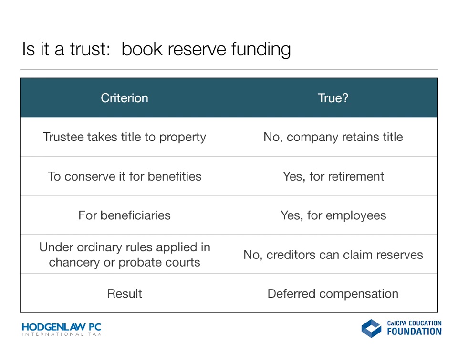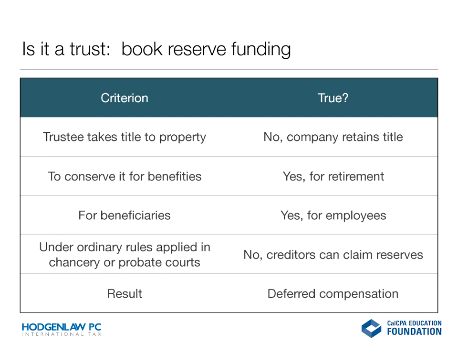And is it under ordinary rules applied in chancery or probate courts? The answer is no. There are very few rules; basically the company has to mark an amount on the reserve that's to provide for the pension, but that's still the company's asset. And they can spend it in a year for themselves as long as they replenish it later, or if they go bankrupt, the creditors can take the reserves and the employee's out of luck. This is very different from a trust, where the trustee can't dip into trust assets for its own purposes. And if the trustee goes bankrupt, the trustee's creditors cannot take the trust assets.